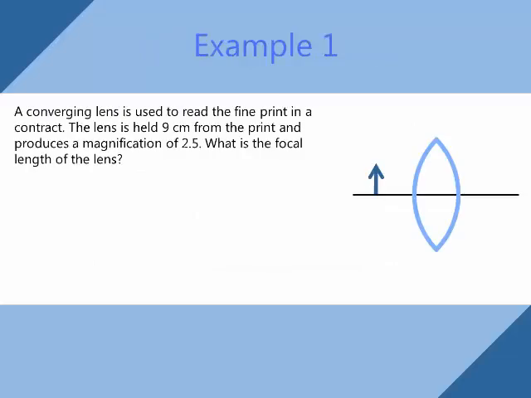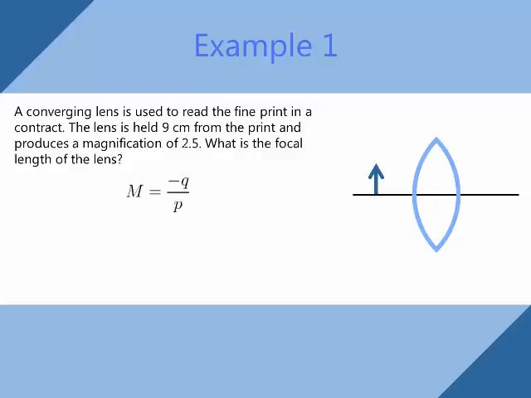is positive. In our first example, we have a converging lens used to read the fine print in a contract. The lens is held 9 centimeters from the print and produces a magnification of positive 2.5. What is the focal length of the lens?